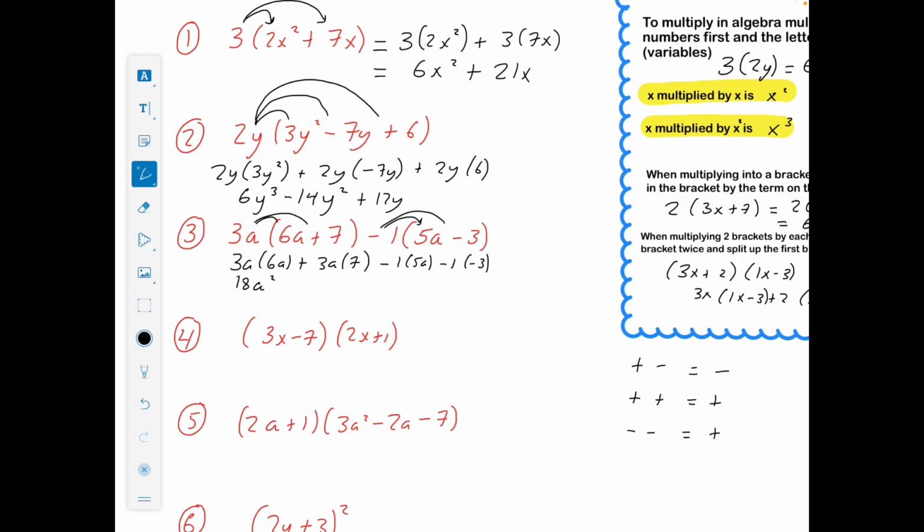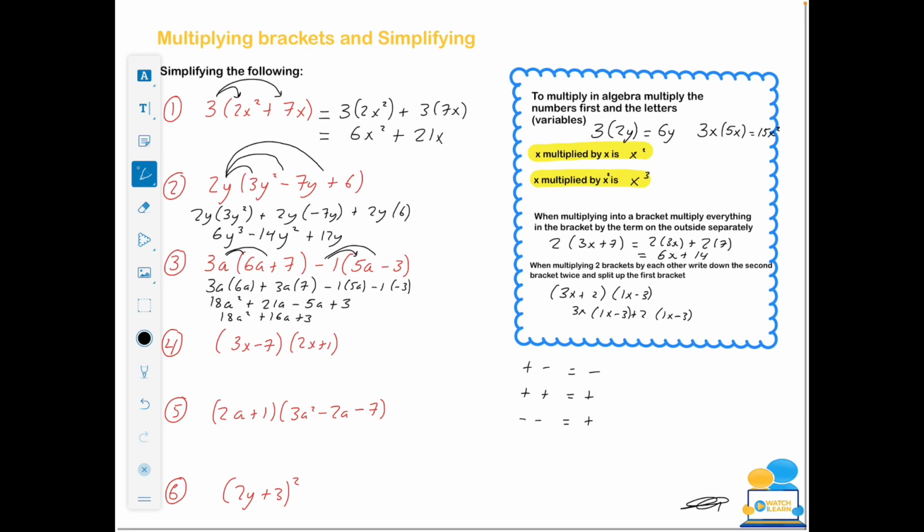Okay, now to simplify, so, well, to finish multiplying out first, so we've 3 multiplied by 6, which will give me 18, and a multiplied by a is a squared, plus we've 3 multiplied by 7, which is 21a, then minus 1 by 5a will be minus 5a, and minus 1 by minus 3, be careful, 2 minuses make a positive, so that'll be plus 3. I can actually simplify this a little bit, so that'll be 18a squared, 21a minus 5a, that'll be plus 16a plus 3.